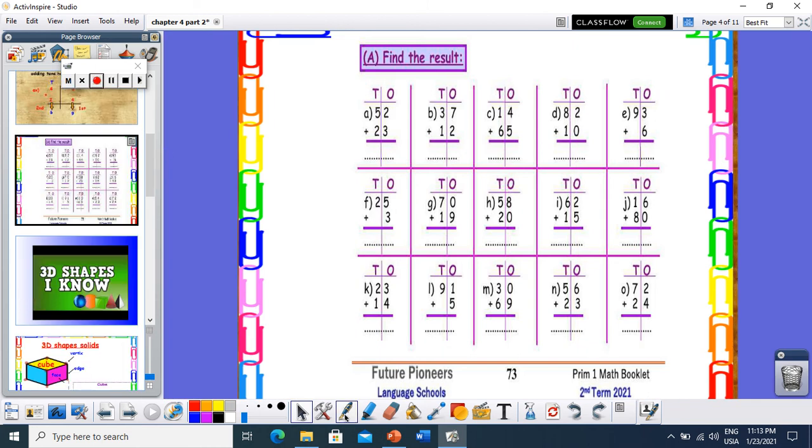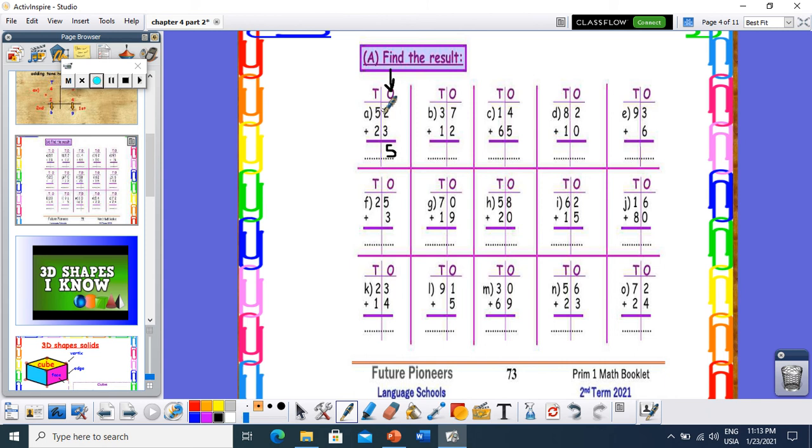Find the result. So number A, 52 plus 23. The first step I have to write the home of each digit. So I will write here ones home and tens home. The second step I have to add the ones home first. So 2 plus 3. Put 3 in my mind, 2 in my finger. After 3, 4, 5. So I will write 5 on the ones home.